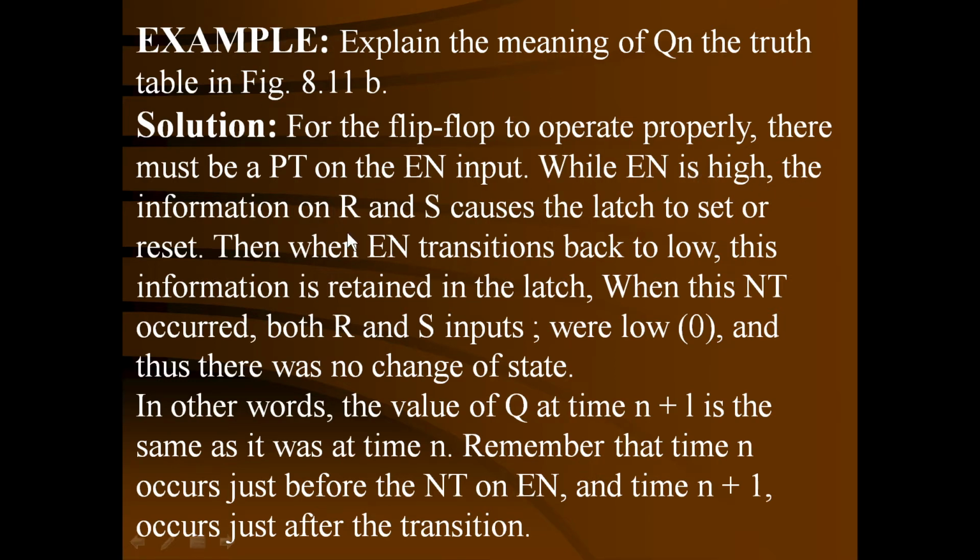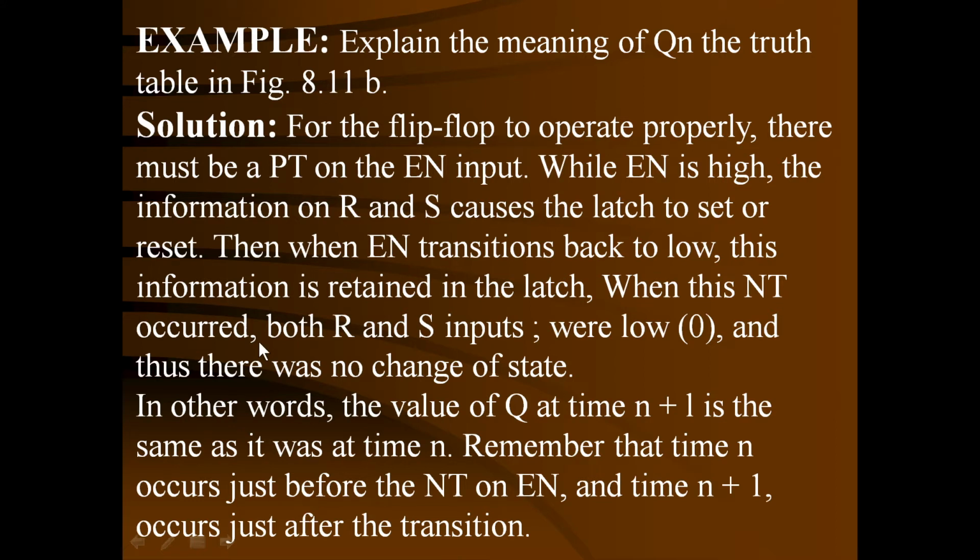When enable is high, the information on R and S causes the latch to set or reset. Then, when the enable transitions back to low, this information is retained in the latch. That means when the enable input becomes low, now what happens? The output of both the AND gates is going to be 0, 0. And hence, R and S input of the basic RS flip-flop is going to be 0, 0, the no change condition. Whatever data was stored, the last value of the data, either it was set or it was reset, remains there, and it is going to be stored and held for any desired period of time.